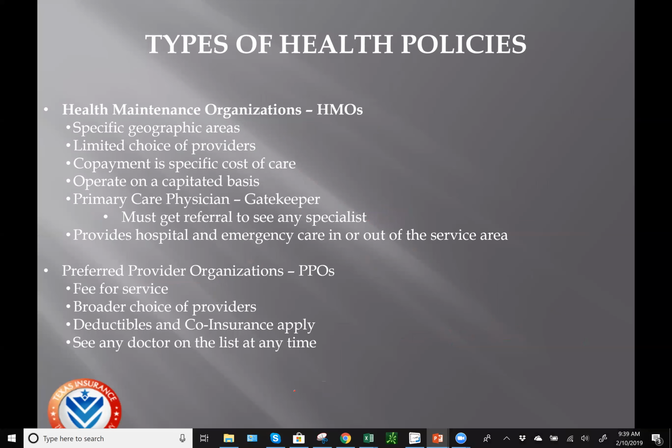HMOs are all about specific geographic areas. There are pockets of HMOs throughout the state. You must live within their specific geographic area to get service from the HMO. If you move outside of the area, that would be a reason for them to drop you.